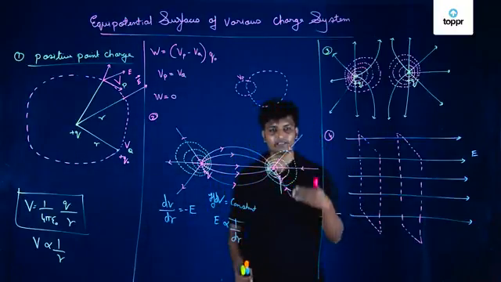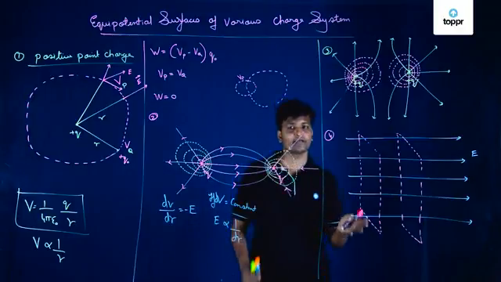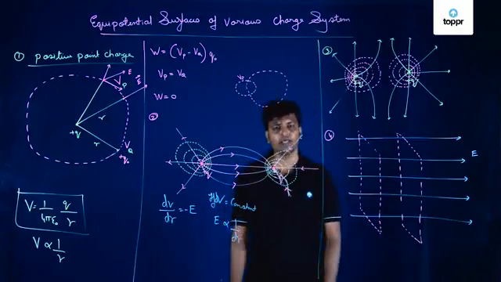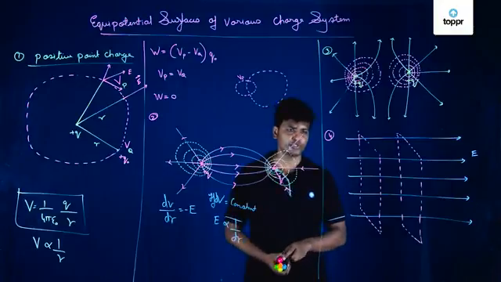So this is how you can understand the properties of equipotential surfaces and the definition of an equipotential surface, and using these cases, you can understand it more thoroughly. I hope you have understood the session. Thanks a lot.